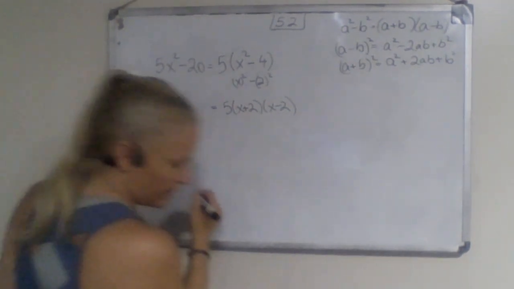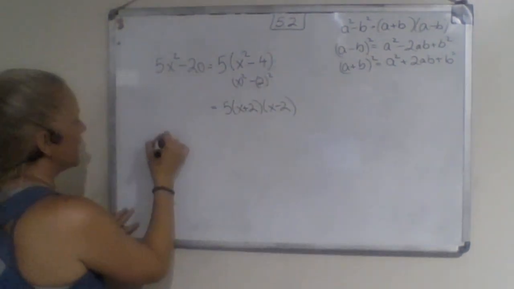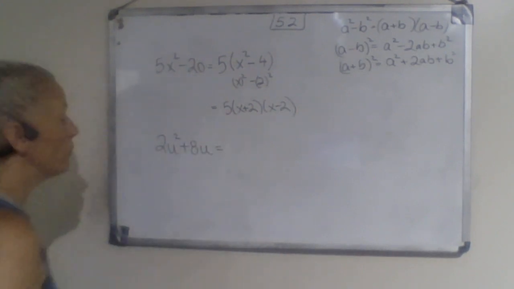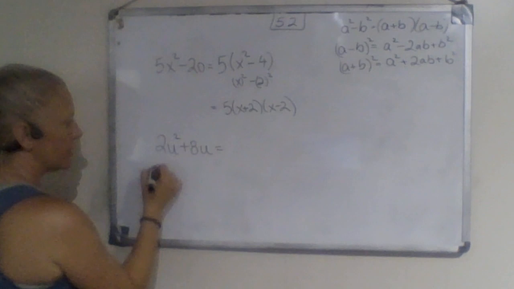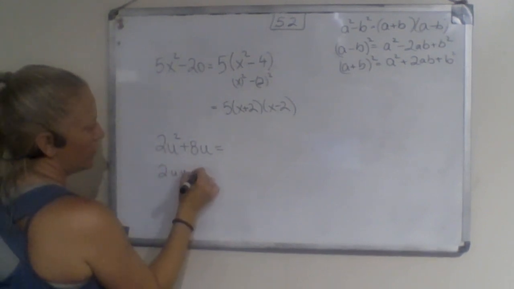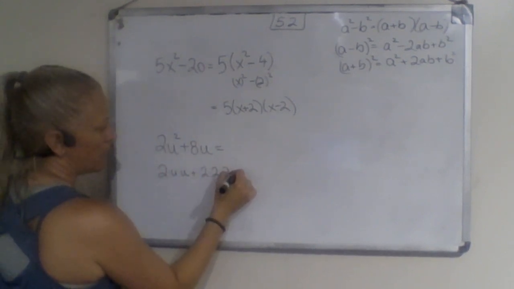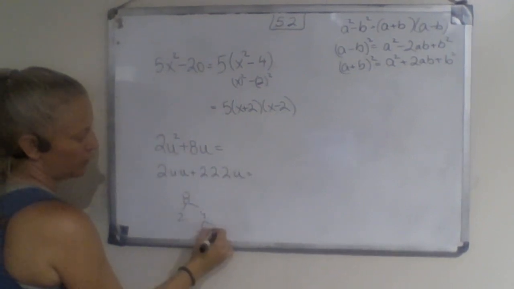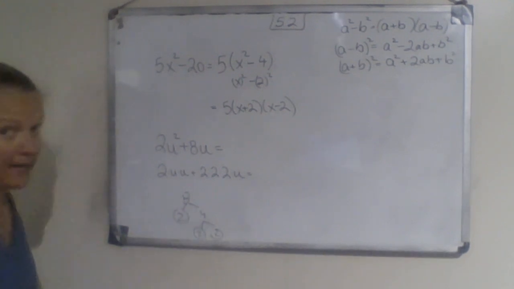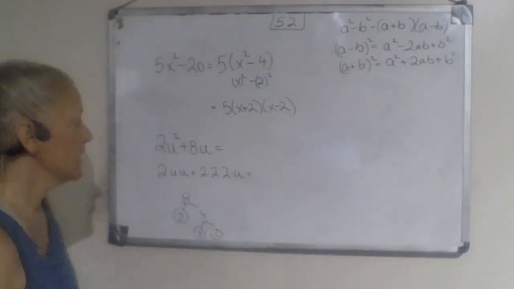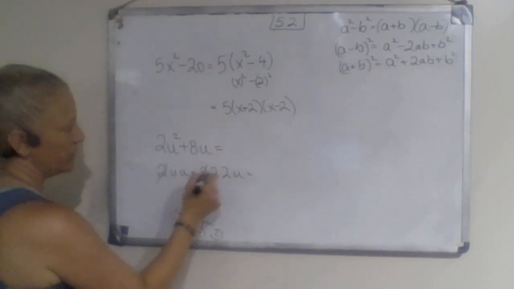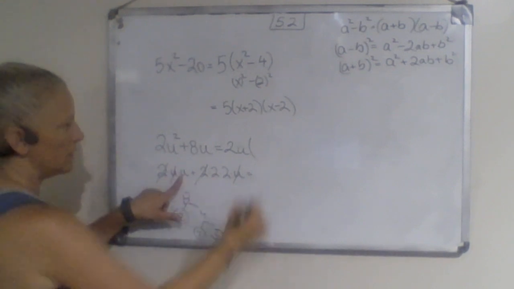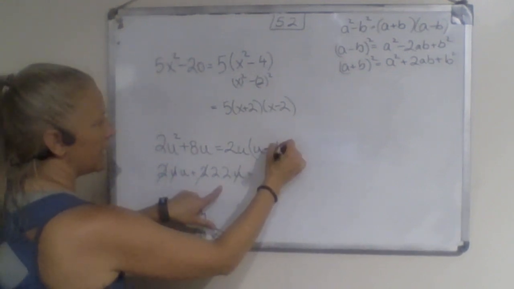What if you have 2u squared plus 8u? If you remember, we did this before. You can write this as 2 times u times u, plus 2 times 2 times 2 times u. By now, I'm expecting you to do this quite fast. What do they have in common? They have a 2 in common. They have a u in common. What did I not cross out? A u plus a 4.